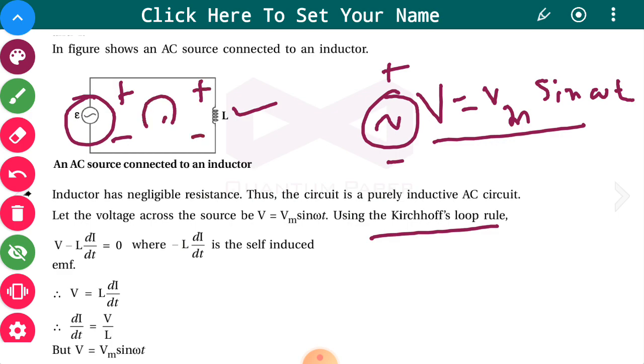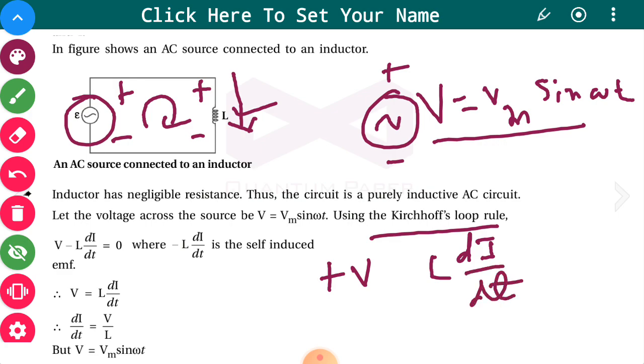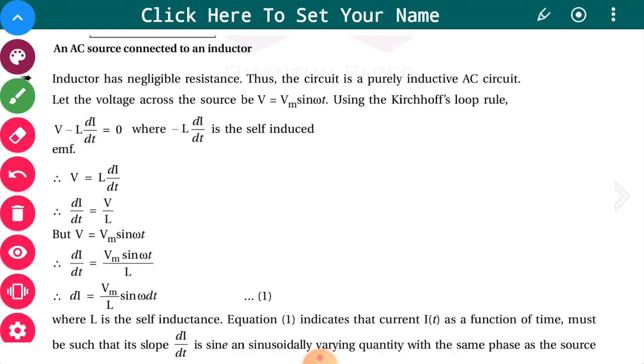Now if you go like this, from negative to positive it becomes plus V, and then moving in the direction of the current, the voltage drop, as you know, is L di by dt across the inductor, which we have studied in the last chapter, so with negative sign, the sum is equal to 0. So this becomes V minus L di by dt, where this is nothing but the self-inductance or self-induced electromotive force. If you make V the subject, then you will get V is equal to L di by dt. Now this is very easy mathematics.